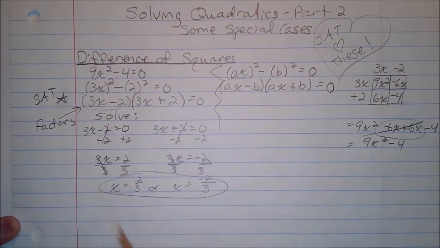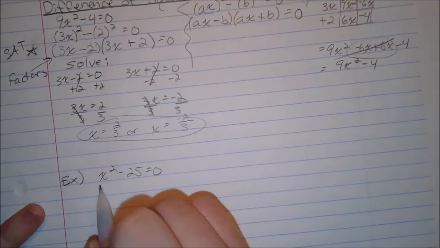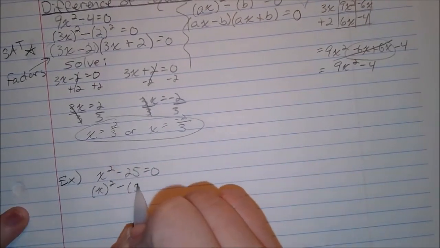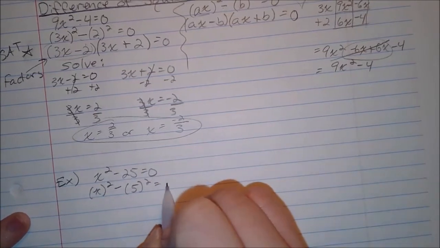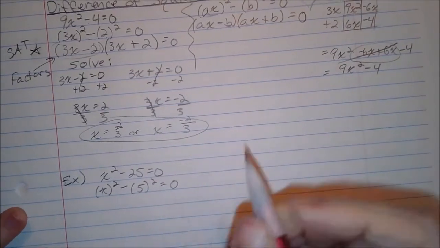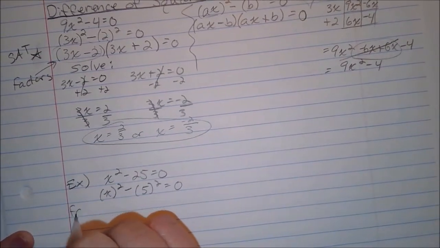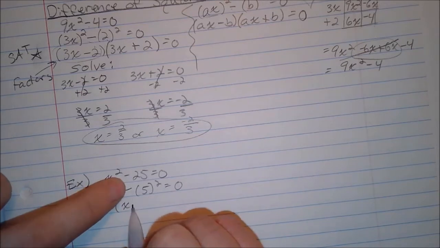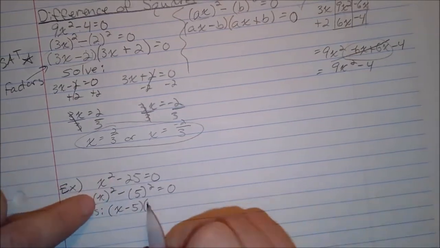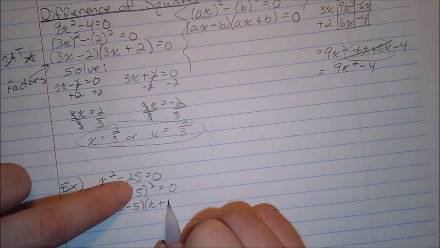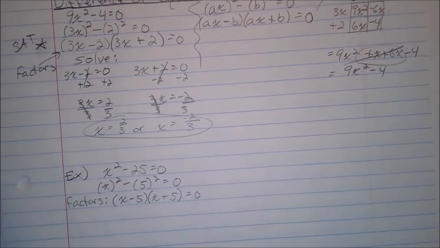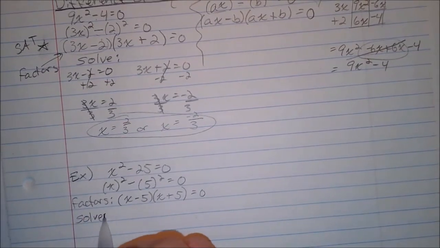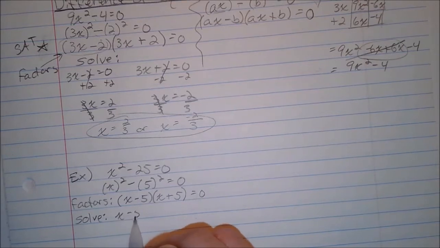Let's try another one. I know that x squared is just x squared, but 25 is 5 squared. So then I'm going to take the factored form, which is the first squared term minus the second squared term, times the first squared term plus the second squared term. And then to solve it, I set each factor equal to 0.